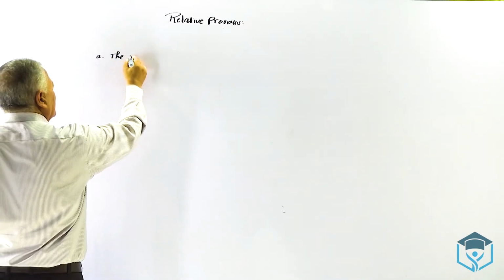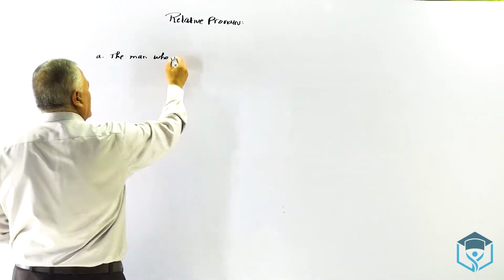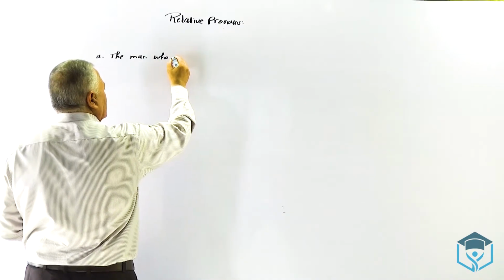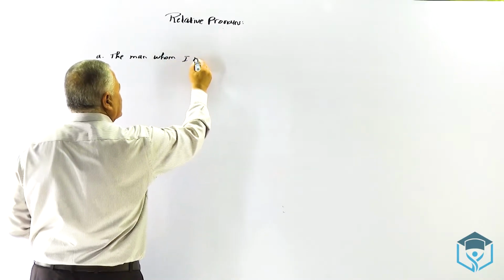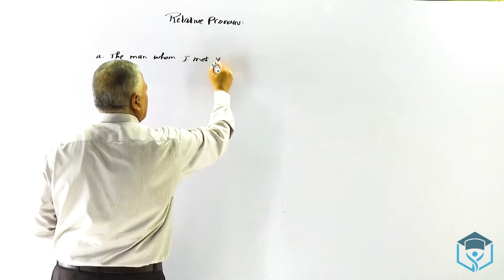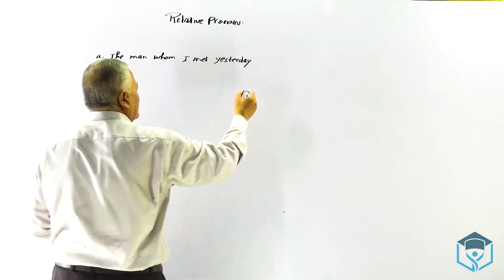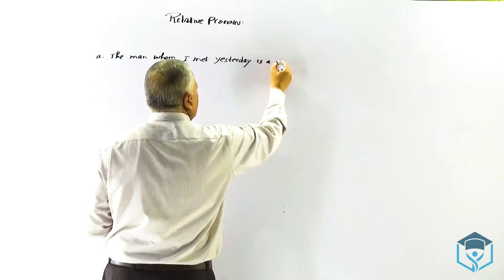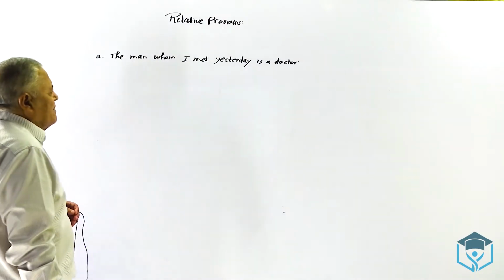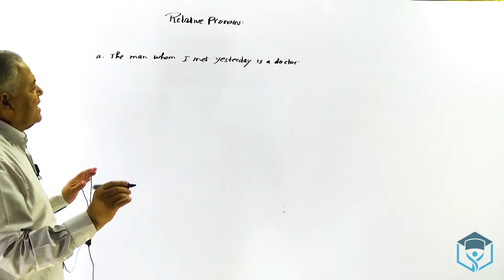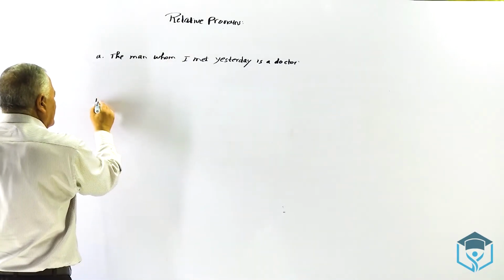The man, who? The man whom I met yesterday is a doctor. The man whom I met yesterday is a doctor. هاي جملة طبعا جاهزة كاملة في ضمير whom. بدي أترك فراغ شوي هنا قليلا وأحط sentence B.